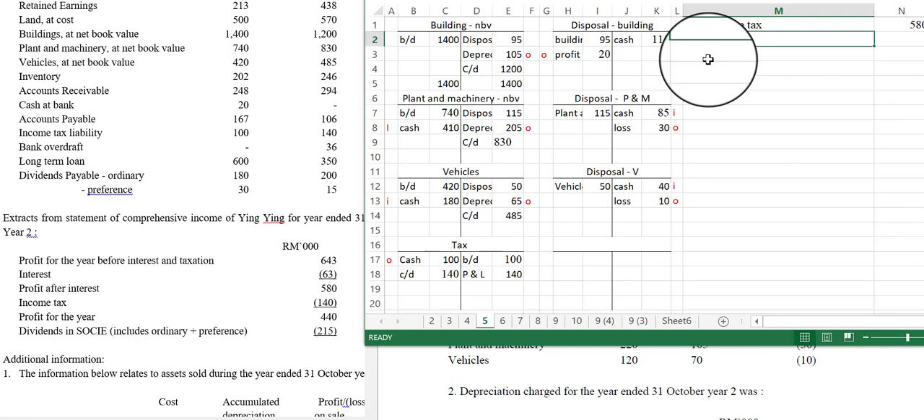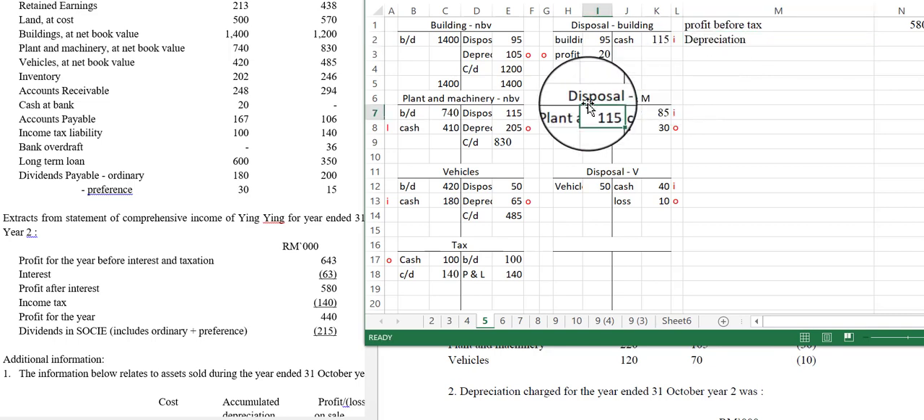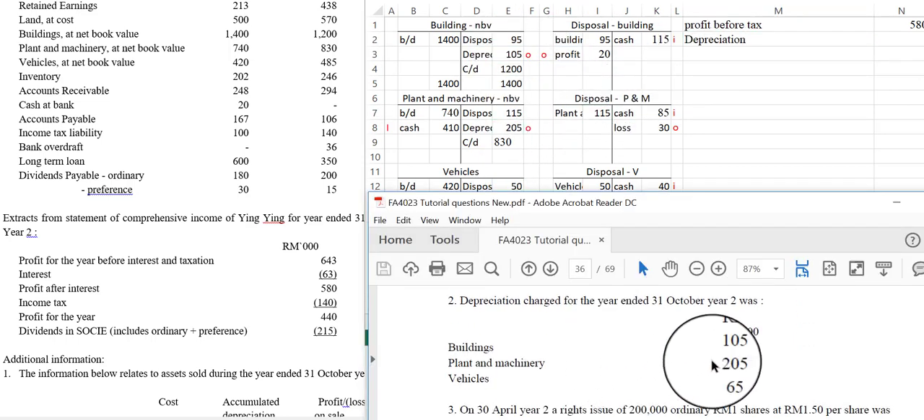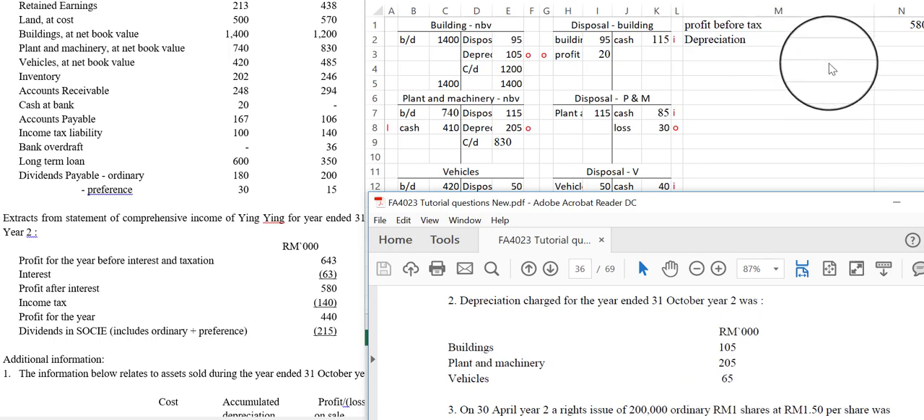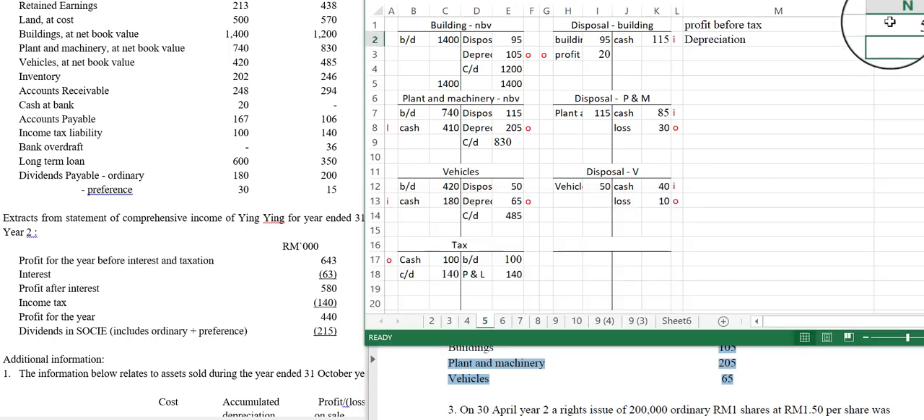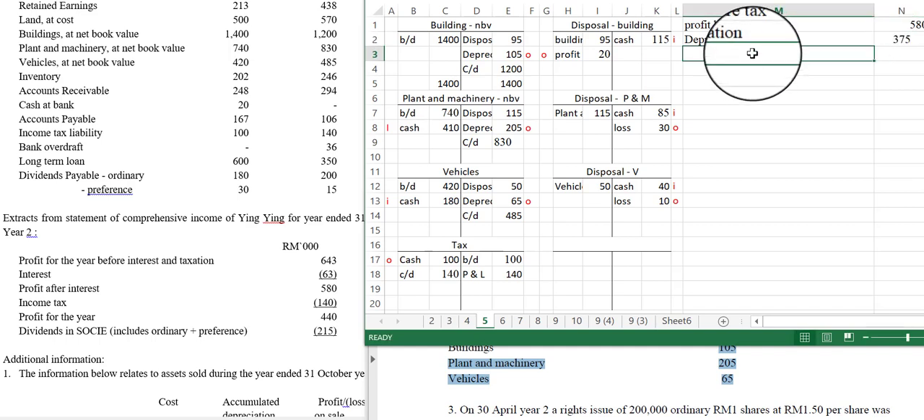Okay, now we are supposed to add back your depreciations. Now your depreciation, if you look at here, you have 1, 2, 3, which is similar with the one given here. So your total depreciation will be the total of these 3. Okay, depreciations will be 375.